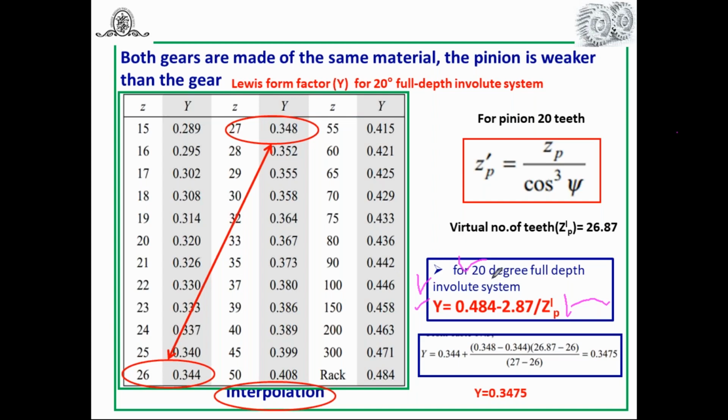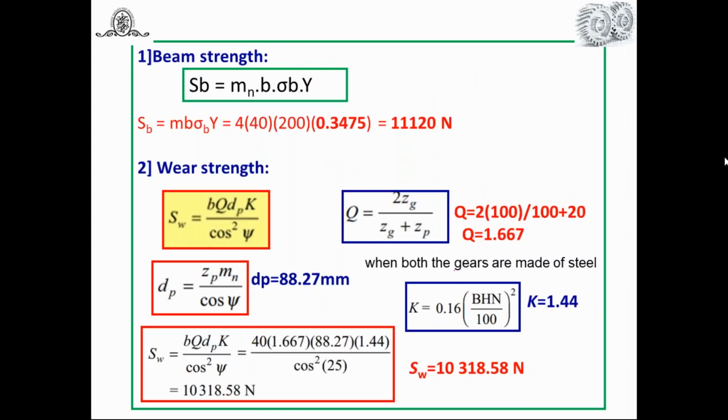Already I have given this for the spur gear. The same equation you can use, only while using the equation you have to use the virtual number of teeth here. Okay, and you can calculate Y. Once you have calculated the Lewis form factor, the next step is to find out the beam strength as well as the wear strength. Again, here it is not mentioned.